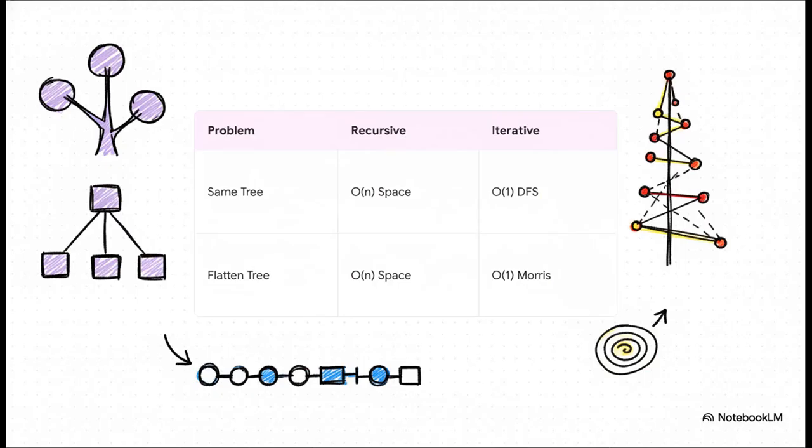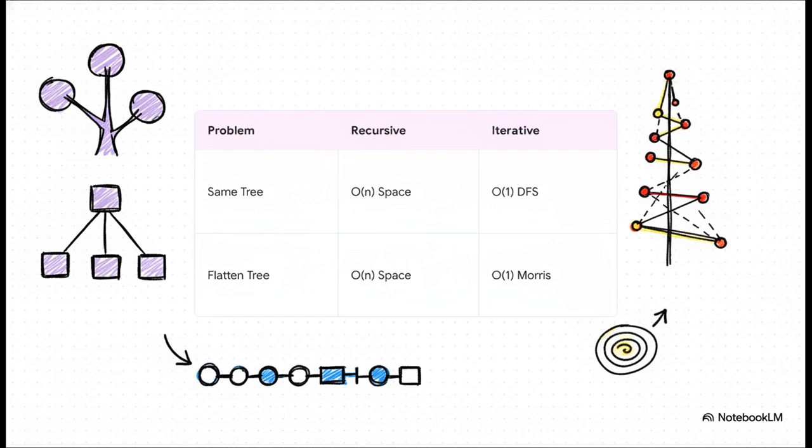Now let's look at trees. Checking if 2 binary trees are the same recursively costs you O(n) space, due to our old enemy, the call stack. But using an iterative depth-first search with a deque structure drops it to O(1) space.